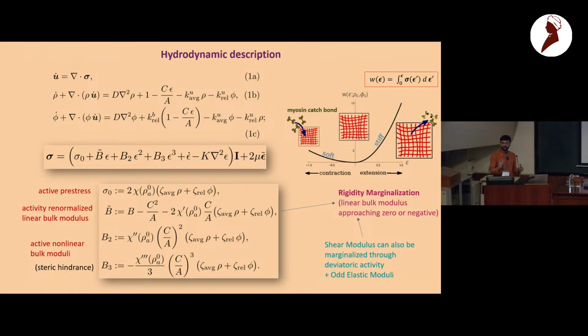This whole theory works with one myosin species also. In that case there will be just one equation for myosin, and still you will see a phase segregation there.